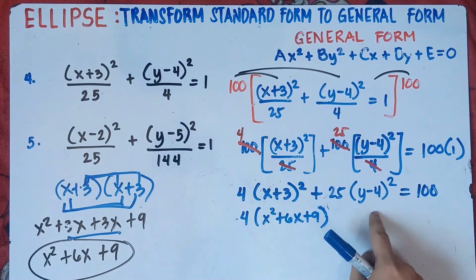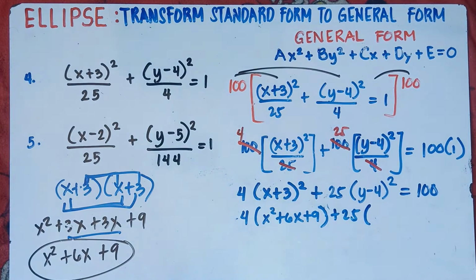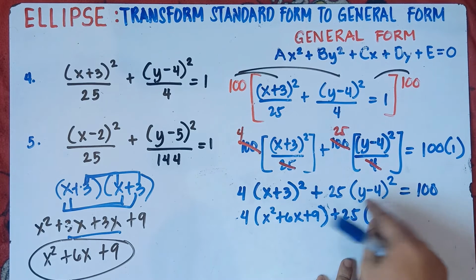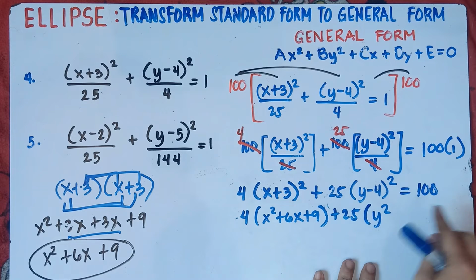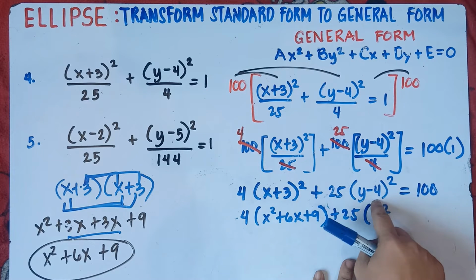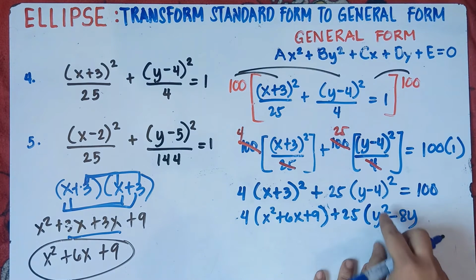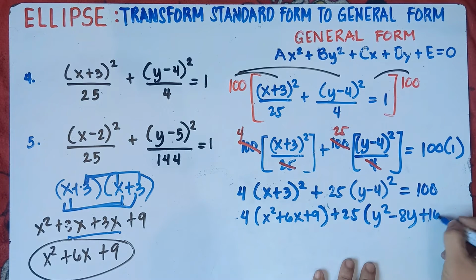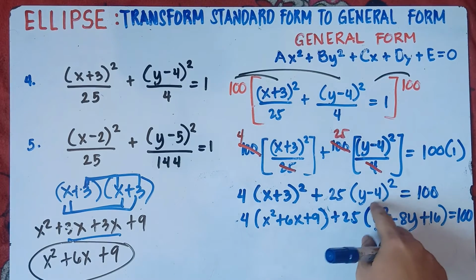So this one, class, we do the square of binomial. So this will be positive 25. Then we do the square of binomial, class. Once again, you square the first term, y times y, that's y squared. Then you multiply the first term and second term times 2. Y times negative 4 is negative 4y, times 2, that's negative 8y. Then you square the second term, negative 4 times negative 4, that's positive 16. That's it, class, equals 100. Easy, right? You can actually answer this one easily with the square of binomial.